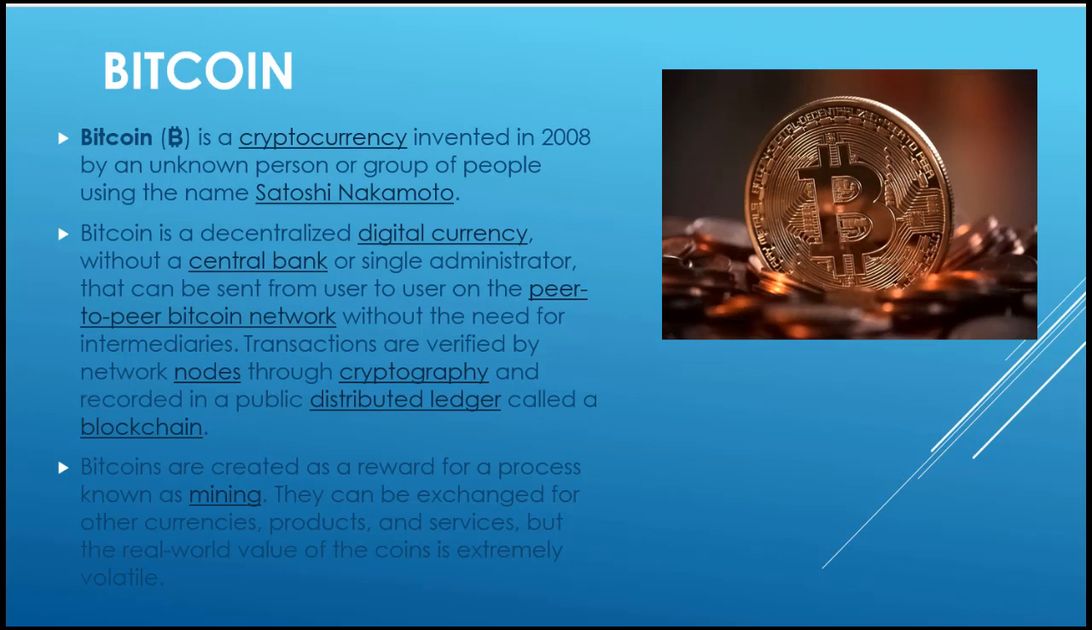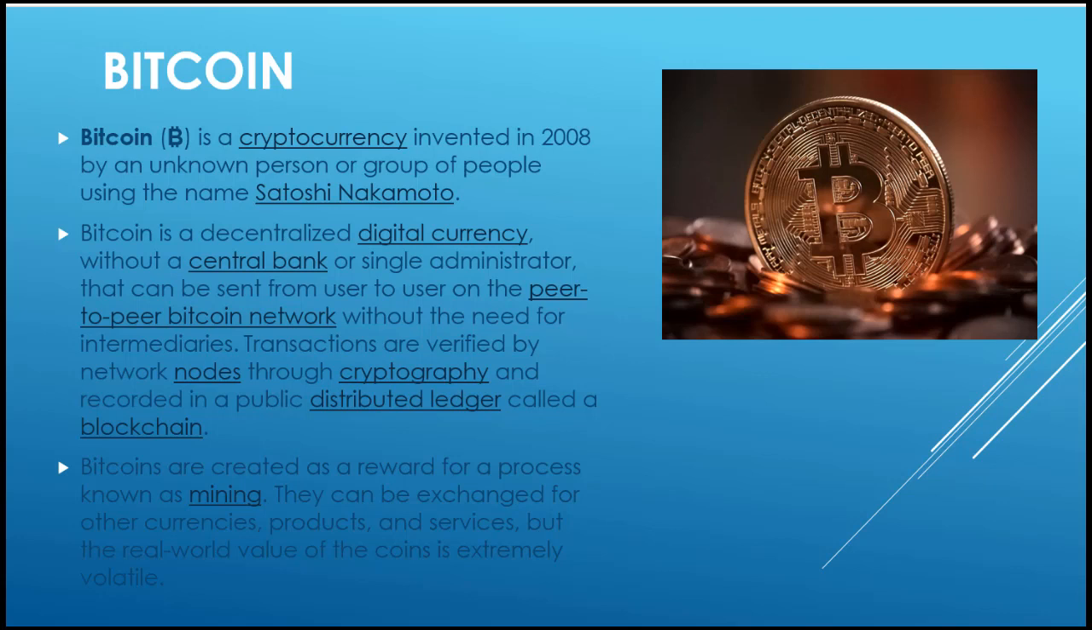So Bitcoin is a decentralized digital currency without a central bank or single administrator that can be sent from user to user on the peer-to-peer Bitcoin network without the need for intermediaries. Transactions are verified by network nodes through cryptography and recorded in a public distributed ledger called a blockchain. Now, again, I realize that sounds really technical, but go back to what I just told you. It's actually pretty simple, okay?